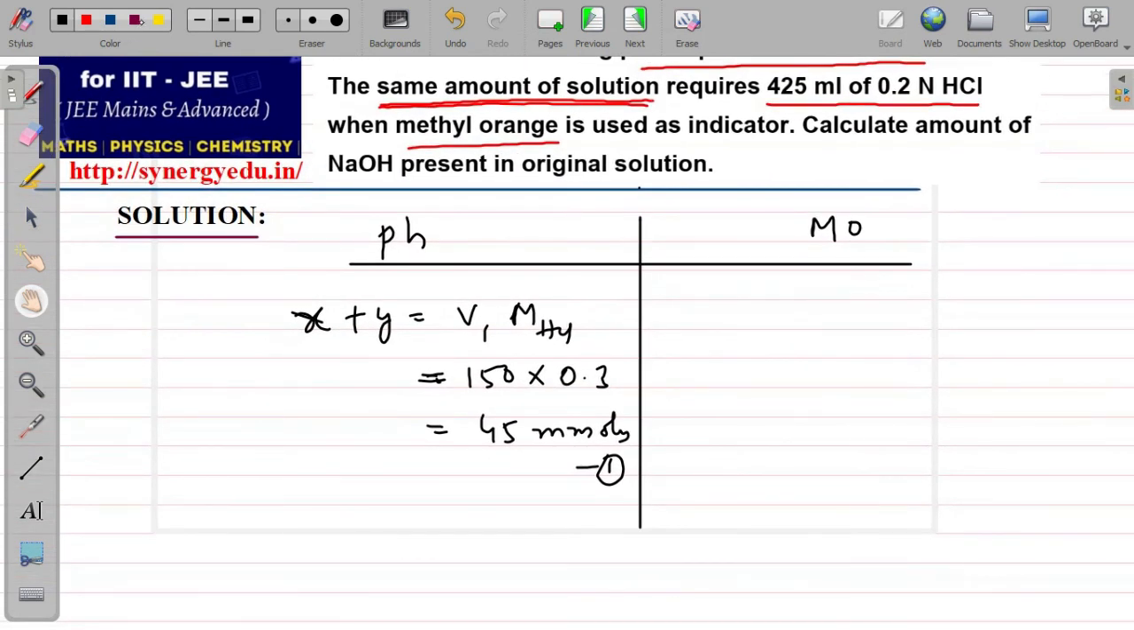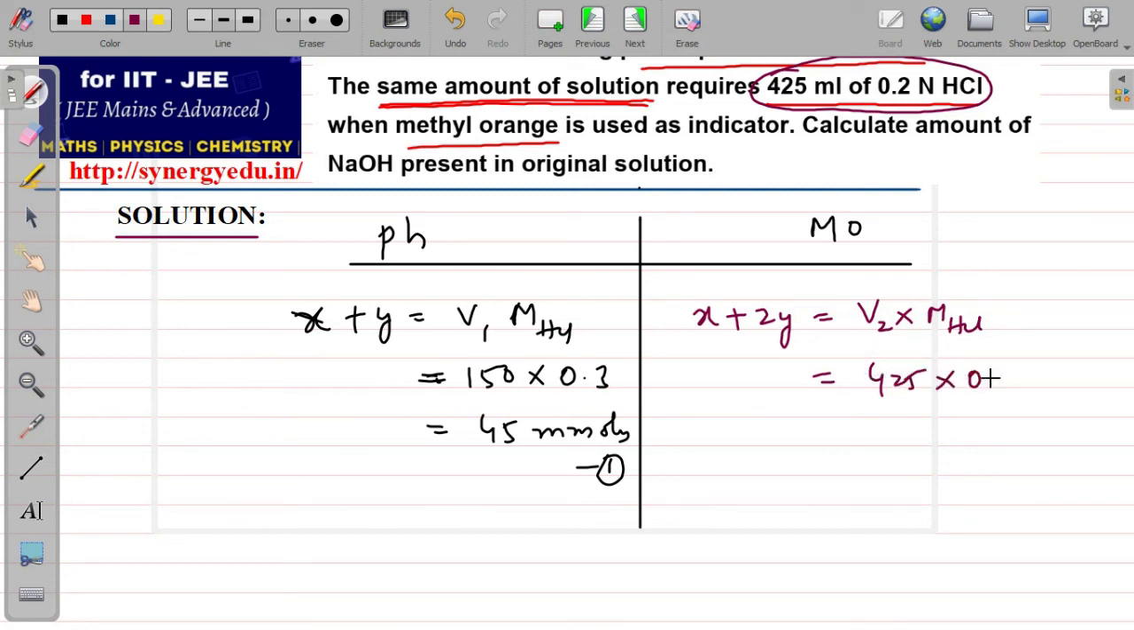Now what is the second equation? When methyl orange is used, this is the HCl consumed here. So here X plus 2Y is equal to volume of HCl into molarity of HCl, which you have to use. That means here 425 into 0.2 molarity. If you calculate this one, you will get 85 millimoles.